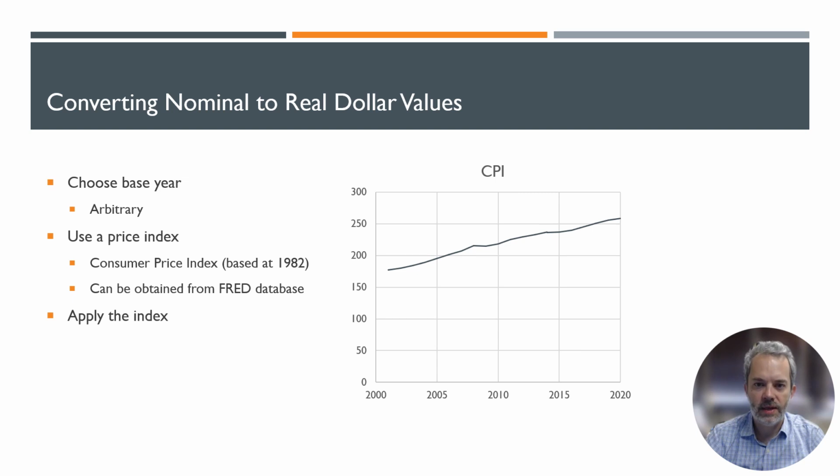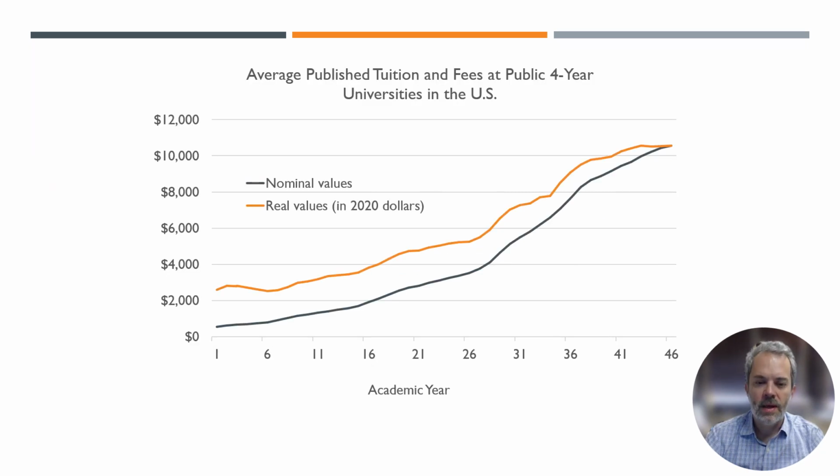Then we need to apply the index using a transformation that multiplies the nominal value by the ratio of the base year index to the index at the time of data collection. So to get the real value using base year of 2020 in 2015, we would take the nominal 2015 value, multiply it by the index in 2020, divided by the index in 2015. Having done that, we can now see that the increase in tuition over the past several years has been much less dramatic than it first appeared, since inflation adjusted or real tuition in academic one is over $2,000 instead of a little over $500.